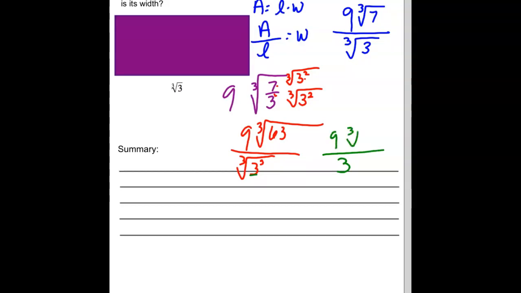And now, notice that I have numbers out front that are both outside of a cube root symbol. So I can reduce this to just being a 3. So I have 3 times the cube root of 63 for my width.